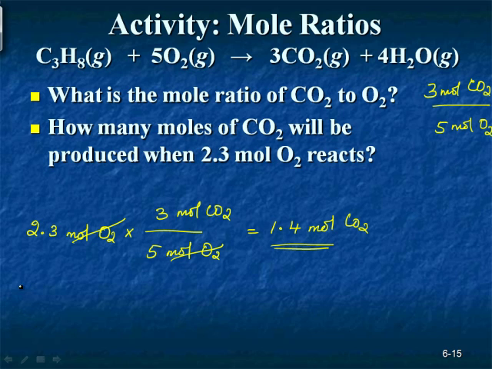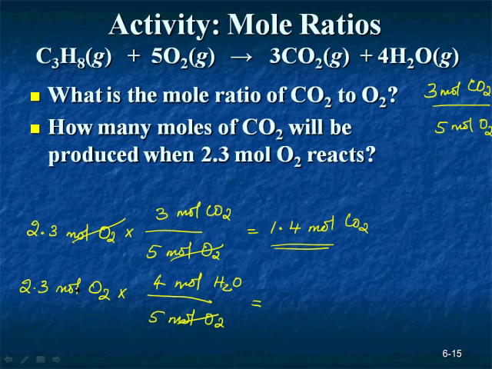So again, I am starting with: how much water will be produced? 2.3 moles of O2 multiplied by... This time I'm looking for water. So 4 moles of H2O per 5 moles of oxygen. That will tell me how much water will be formed. 1.8.